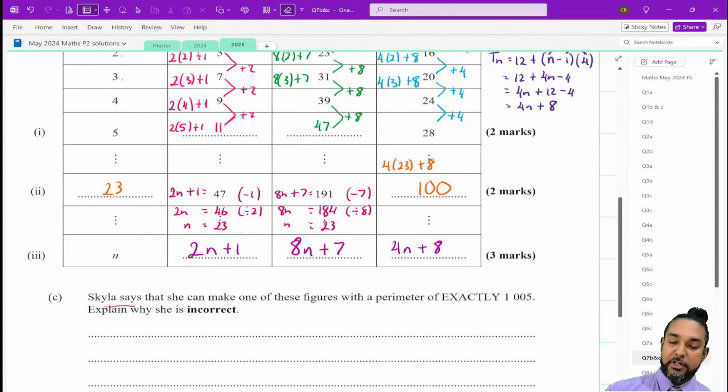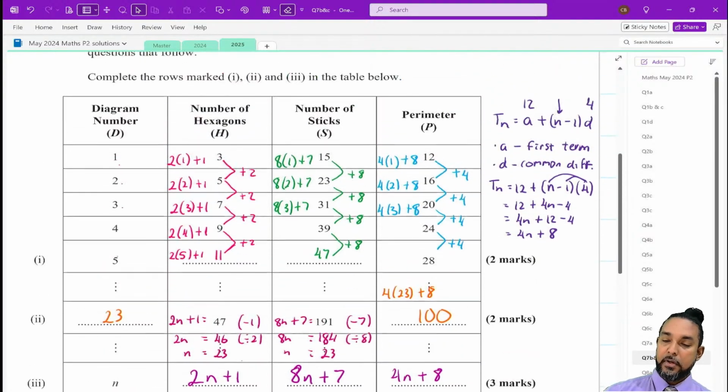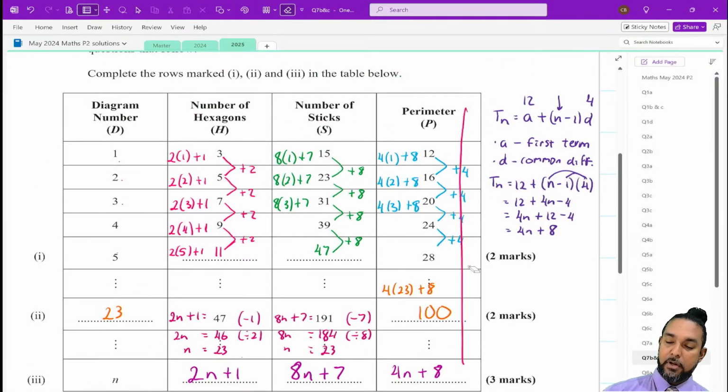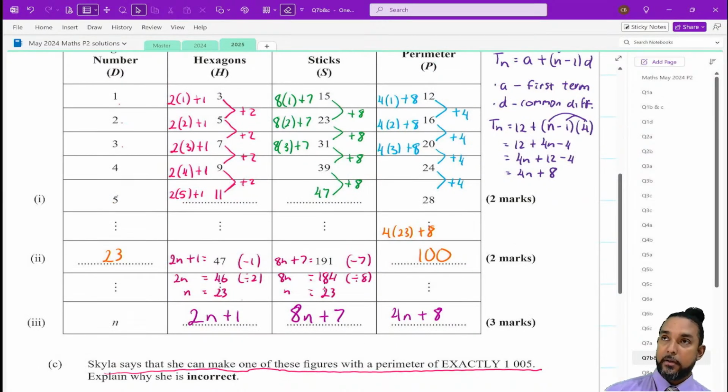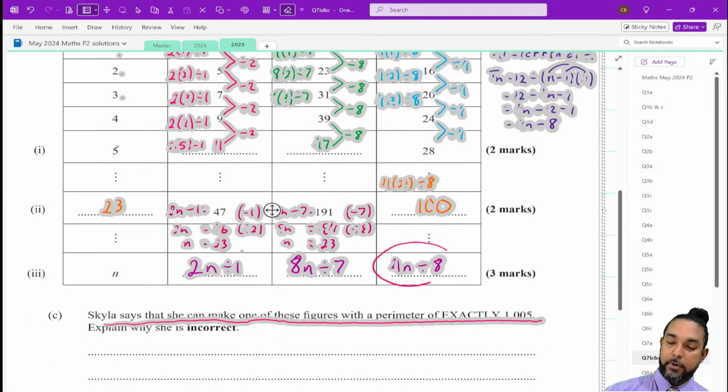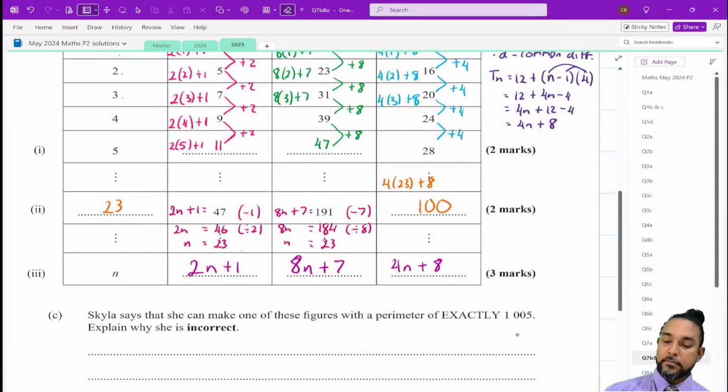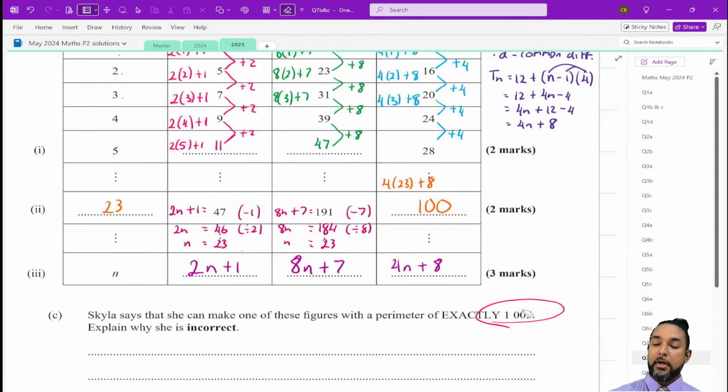Skylar is saying that she can make one of these figures with a perimeter of exactly 1005. Right? This last column here was the perimeter column. And the formula for the perimeter is 4n plus 8. So the question is asking, why is Skylar incorrect? In other words, if she is incorrect, it means she cannot make a figure with a perimeter of 1005.